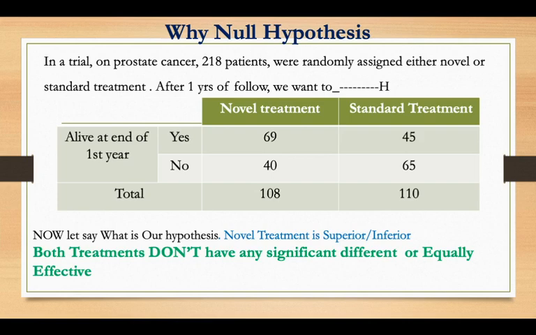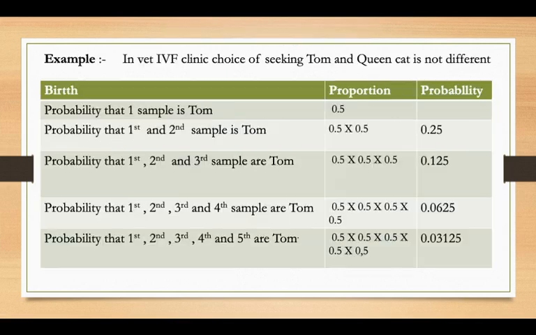Now, if there is no difference between standard and new treatment, we just need to prove that the null hypothesis is void or is not true. Okay, so both treatments do not have any significant difference, or we can say they are both equally effective. So that's the trick we use the null hypothesis for.